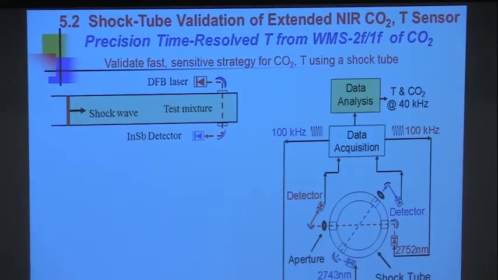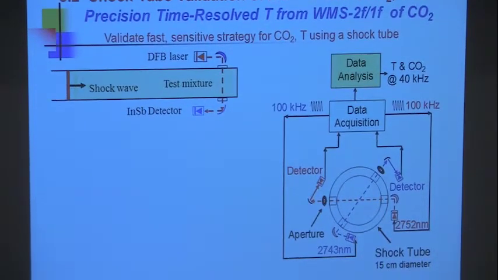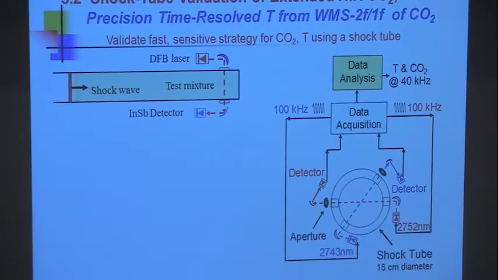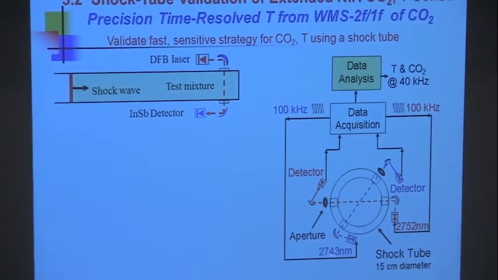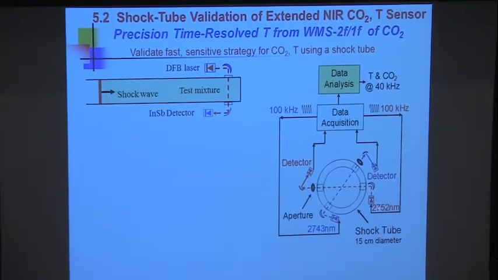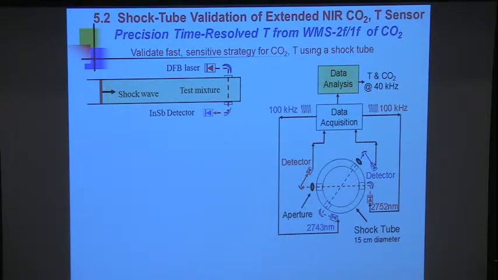After a few years, we decided to use the WMS method. It has an advantage. So we went to the WMS method, and now we have two colors. We have a laser at 2.743 microns and 2.75 microns. Each one is being modulated across an individual line. So these two paths cross at the same axial location.